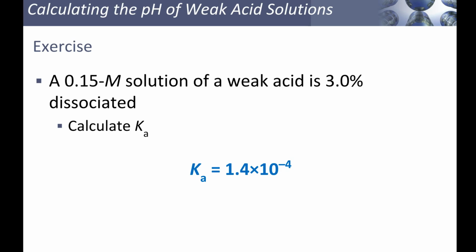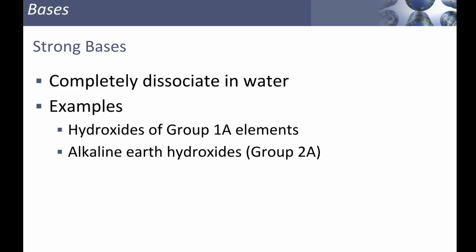Let's look at the problem. You guys solved for X and left it there. That was your X. Remember, Ka is X squared over 0.15. So once you find your X, you're going to plug it in, square it, and then divide by 0.15, and you should end up with 1.4 times 10 to the negative 4. I had 1.35, but I forgot to get it.